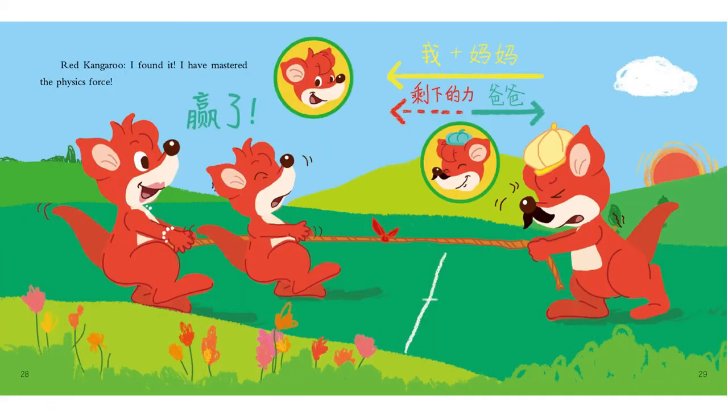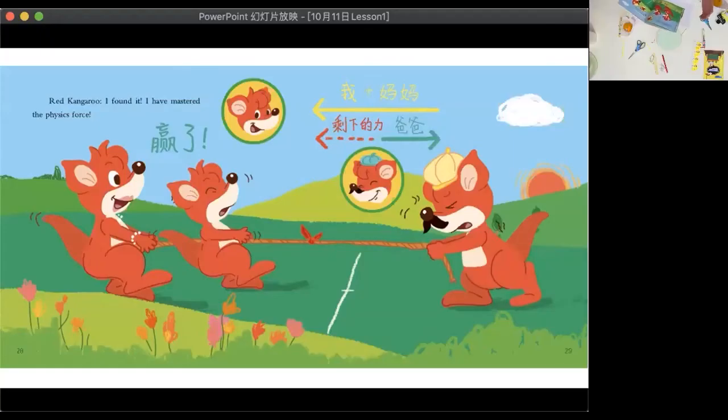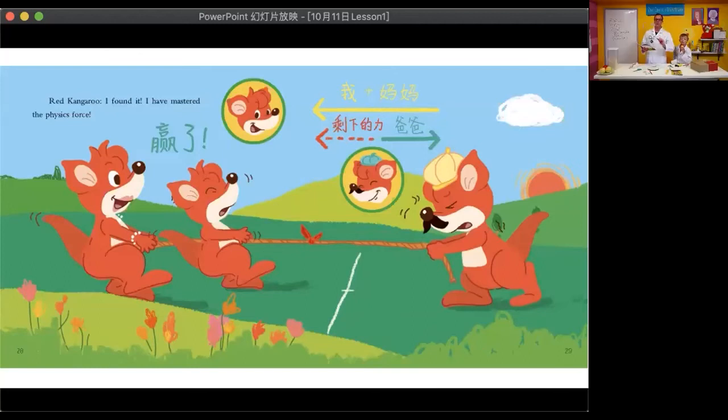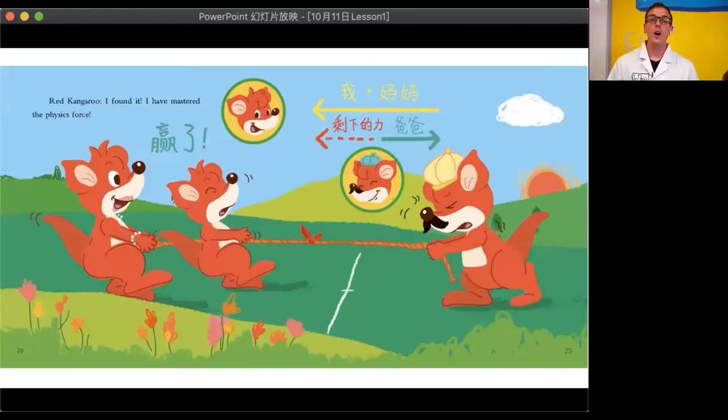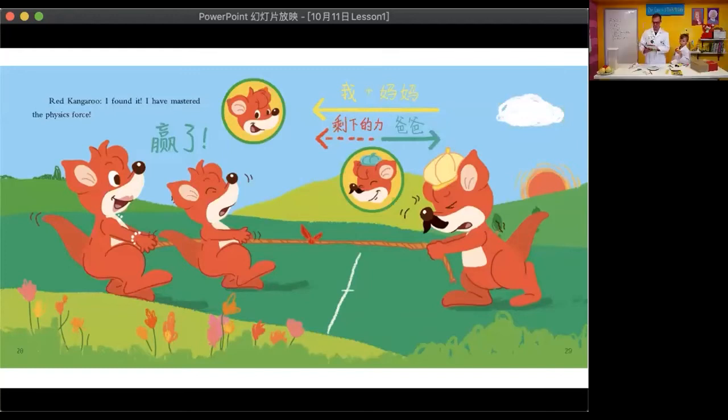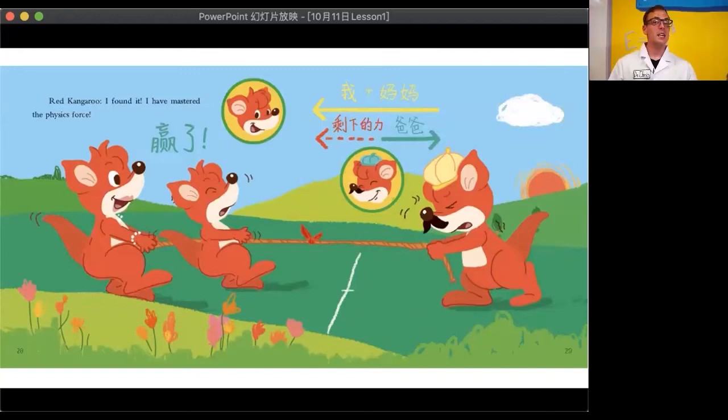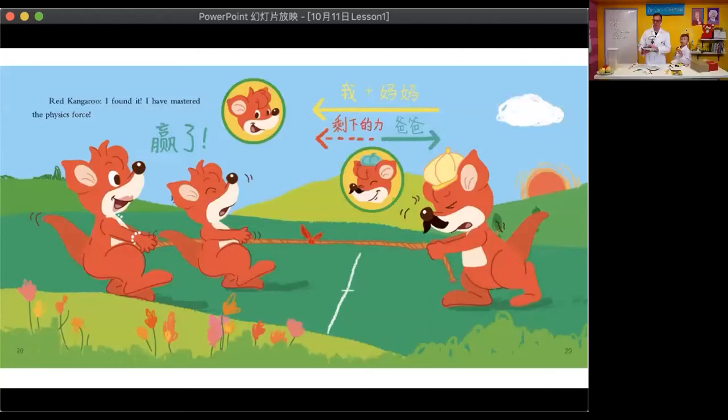Red Kangaroo says, I found it. I have mastered the physics of force. And you see that he's drawn a bigger force arrow for himself and a small force arrow for Dad, and has added these forces together to show that he won. And how did he get a bigger force arrow? He had Mom's help. And that's the end of tug of war.